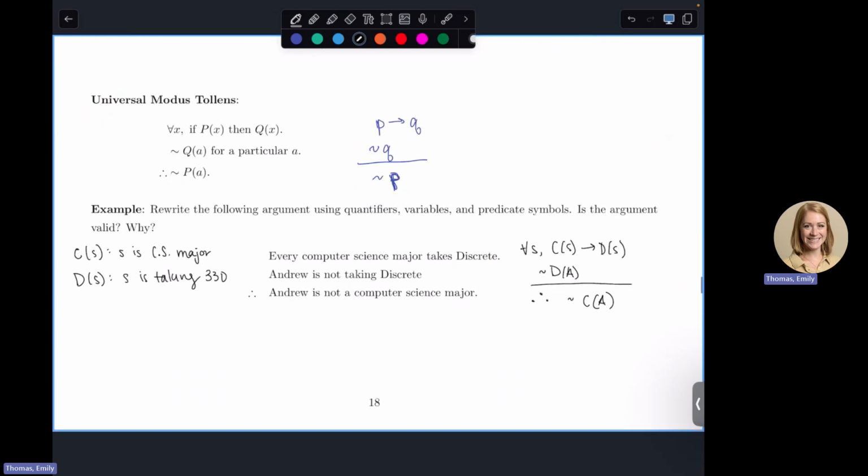How do you feel about this argument form? You are for it? Yes. This is modus tollens, yeah? Right? This is valid. It's modus tollens at play here. Universal modus tollens.